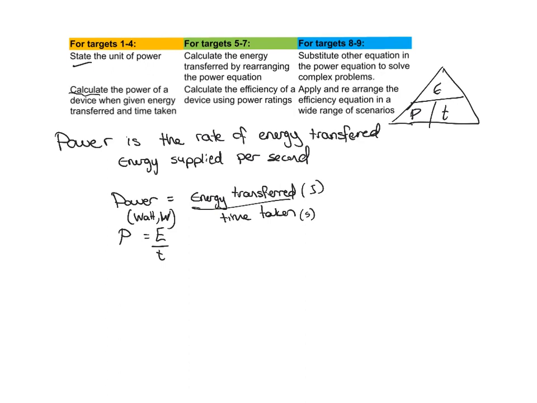So, a simple calculation by just substituting the numbers in. And for higher targets, you should be able to calculate by rearranging. So you should be able to rearrange this equation and calculate the efficiency of a device using power ratings. Sometimes you can be given power ratings and told... I'll show you the examples so I don't confuse you.